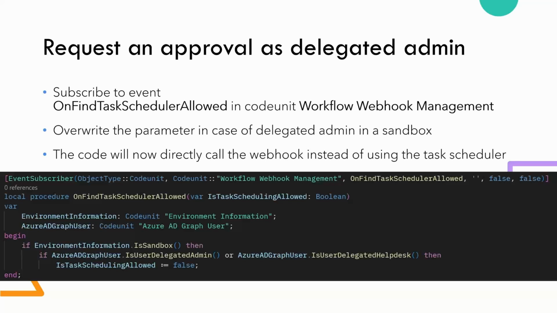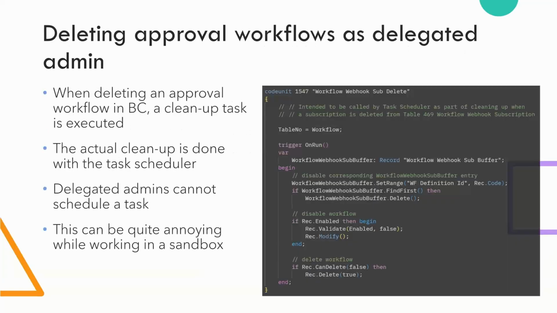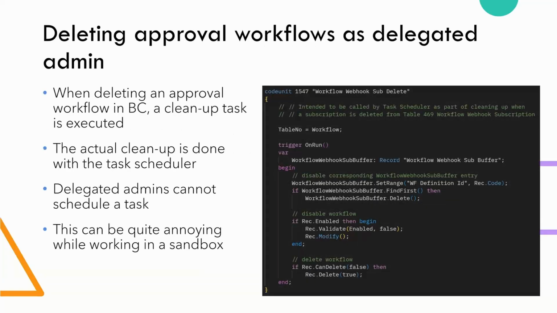So with this little piece of code in your app, you are able to send approval requests from sandbox environments as a delegated admin. Same goes for deleting approval workflows as a delegated admin. Sometimes you want to do that with a cleanup task, which is also done with a task scheduler, which cannot be done by a delegated admin. Can be annoying when you are in a sandbox.